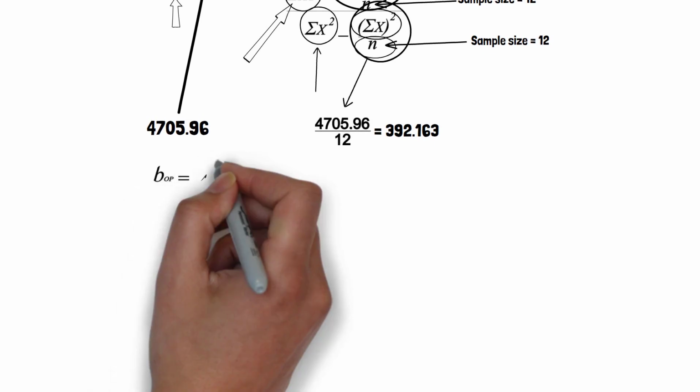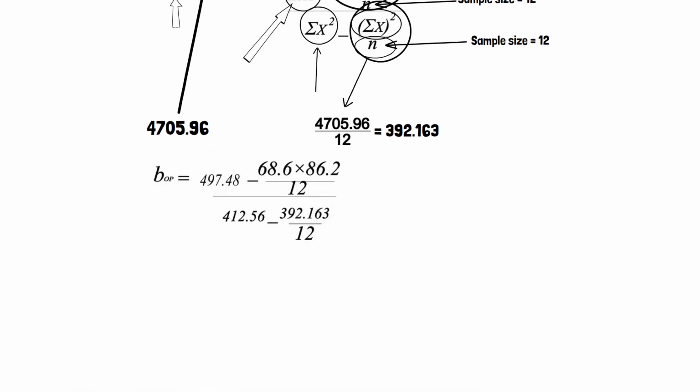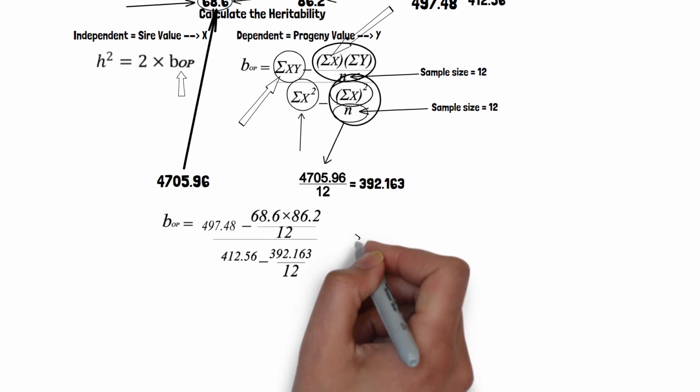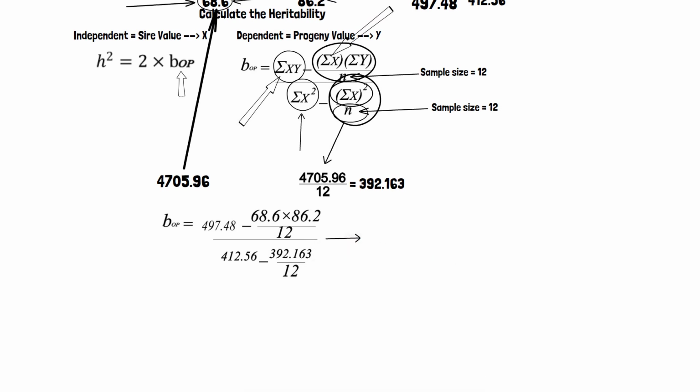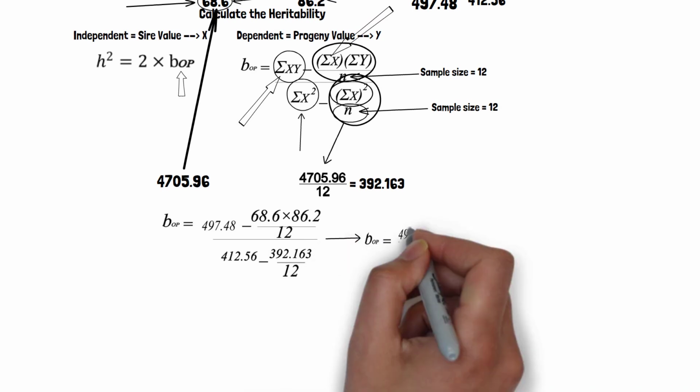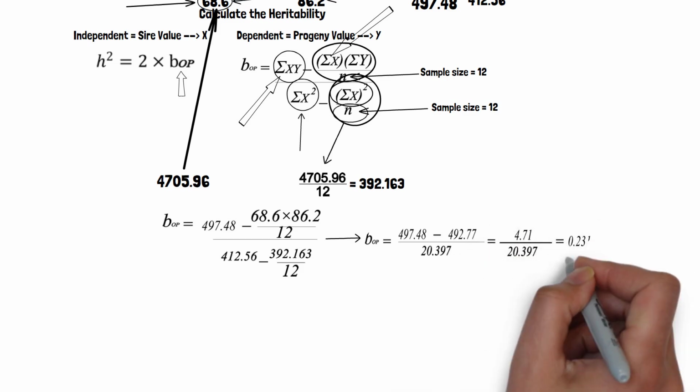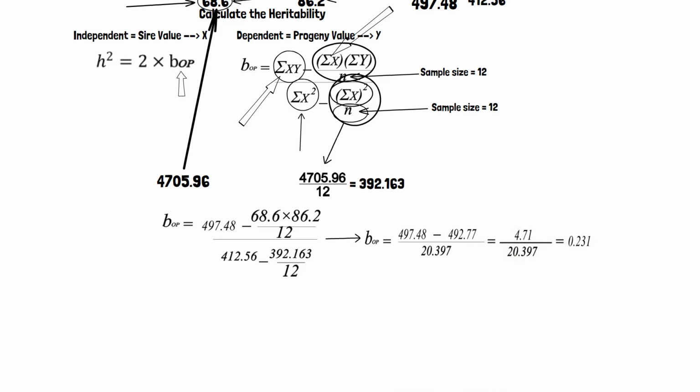Now let's substitute the values. BOP equals 497.48, which is summation of xy, minus 68.6 times 86.2 divided by 12, all over 412.56 minus 392.163. BOP equals 497.48 minus 492.77 divided by 20.397. BOP is equal to 4.71 divided by 20.397, which is equal to 0.231.